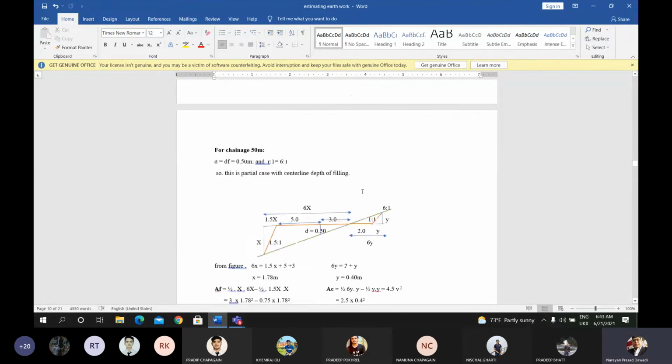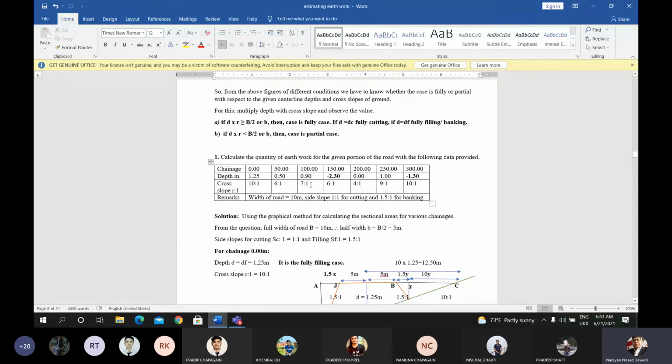Similarly, you can see from the question that all the chainages and all the depths have a certain cross slope. If you find the chainage of 0 depth, the depth is known and the chainage is known, but the cross slope cannot be known. So there is no cross slope for that position. For d equal to 0, we need the cross slope also. That cross slope is worked out by considering the cross slope of the preceding section as well as the succeeding section.